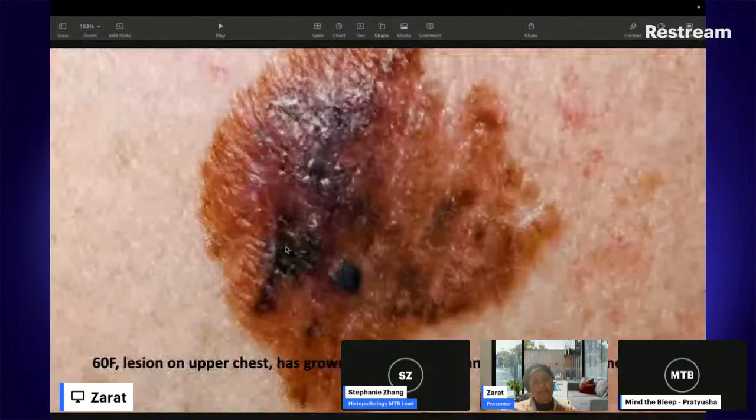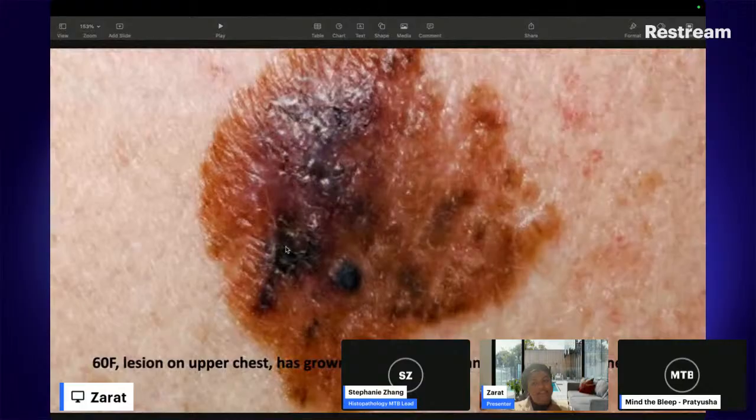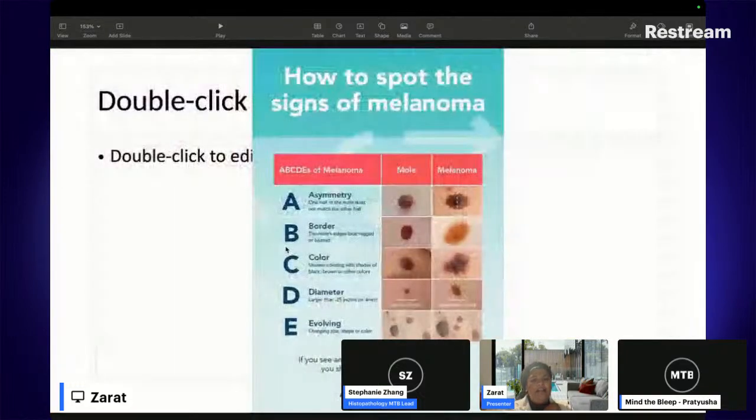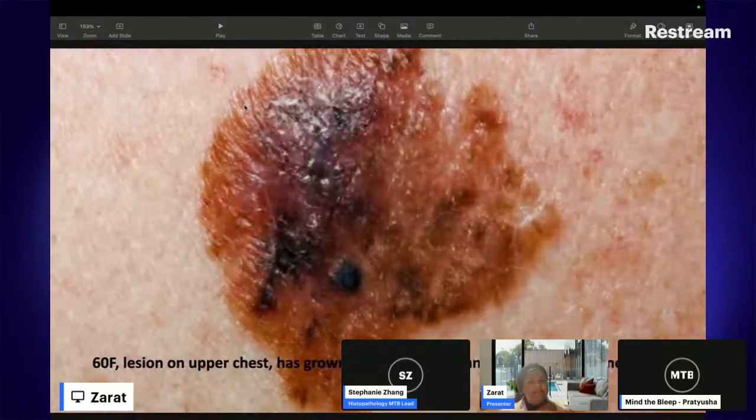Okay, so I think this is one of our last cases. So this is a 60-year-old female, lesion on the upper chest, and it has rapidly grown in weeks, and the color has darkened. Now, I'm sure all of you know about this, and if you know about this, you will know that this history is very worrying, because we can see it's an asymmetric lesion.